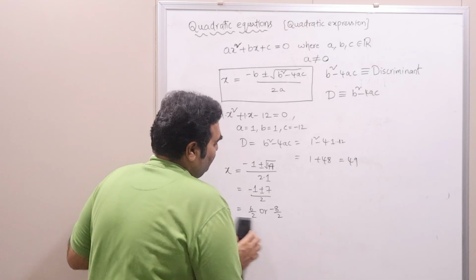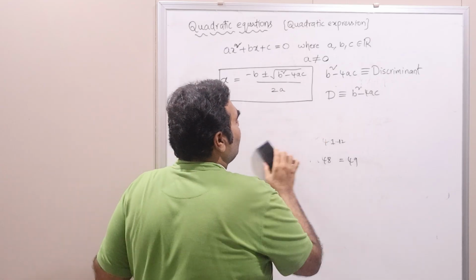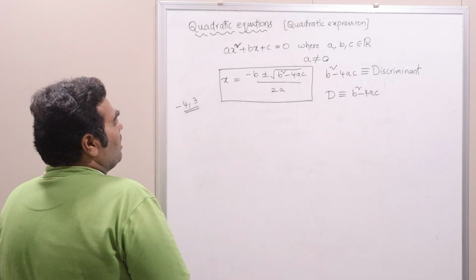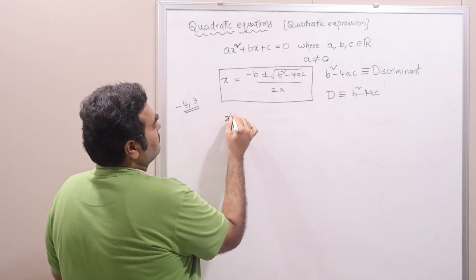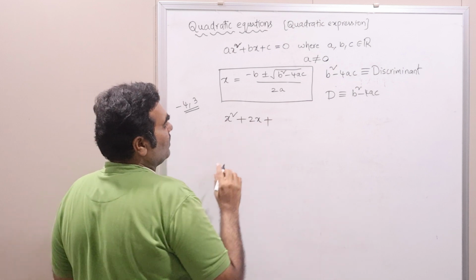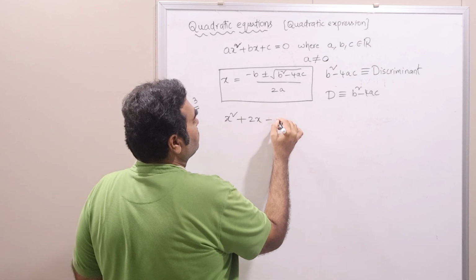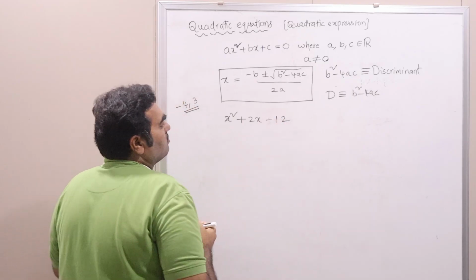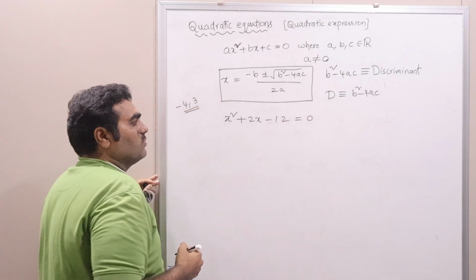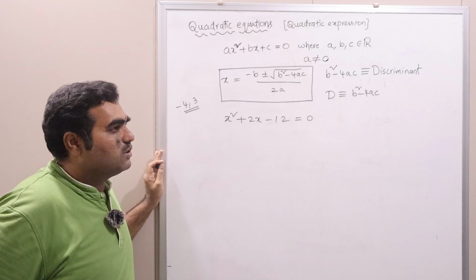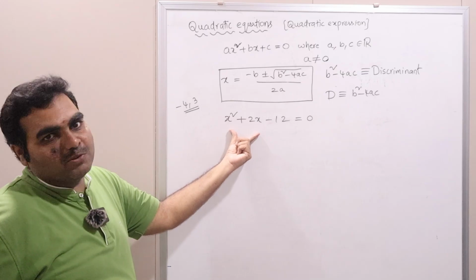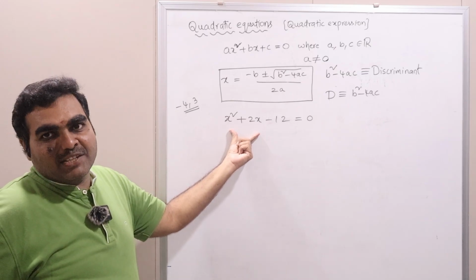Let us see. So I'm going to give you another example here where that factorization method is not going to help you. X square plus 2x minus 12 is equal to 0. So let us see why we cannot use factorization approach here.